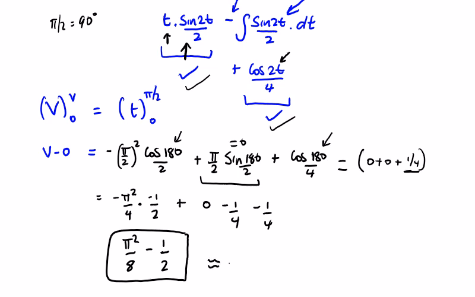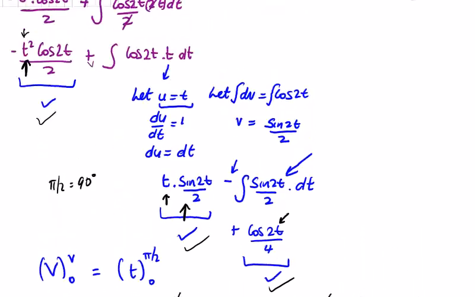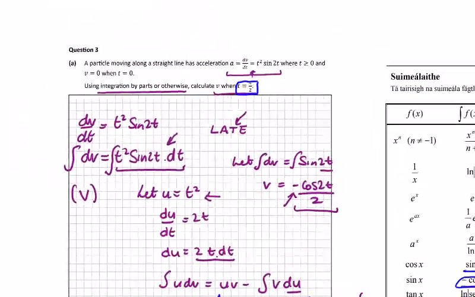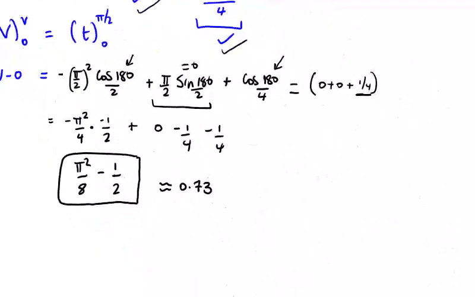As a decimal, it approximates to 0.73, and we're dealing with velocity, so this is the speed, isn't it? Calculate v, so meters per second, for the end of this one.